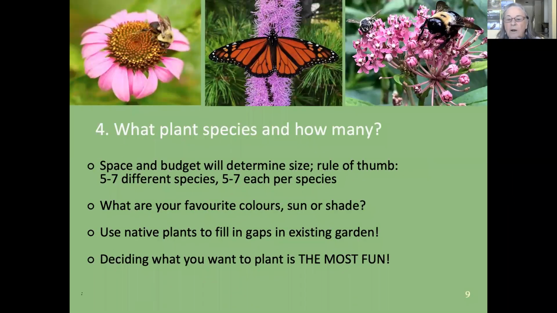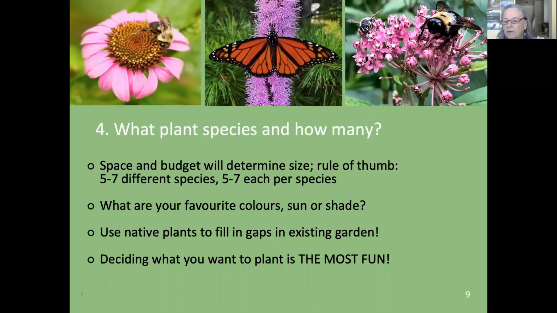The last question that you want to ask yourself is, what plant species and how many are you going to plant? So space and budget will determine the size of your garden. And as a rule of thumb, you want to plant 5 to 7 different species of plants and 5 to 7 per species. And that's so you'll have a really nice burst of color. Choose your favorite colors. Make a list of them and find plants that lend themselves to the number of hours of sun or shade that you get at your location.